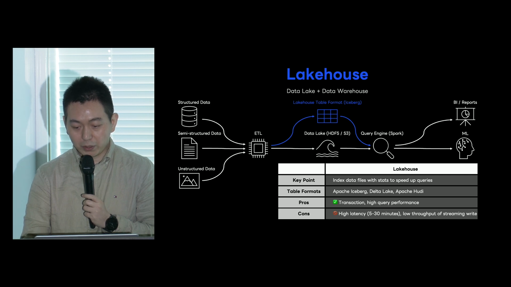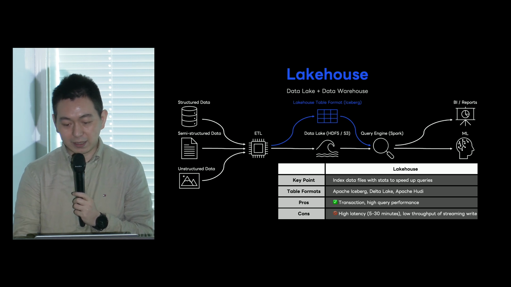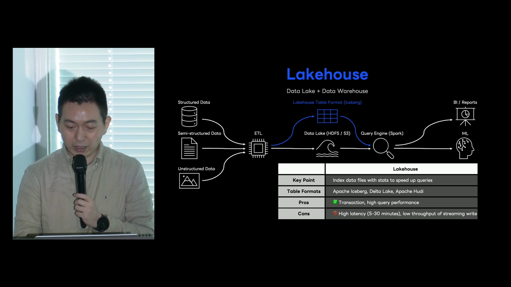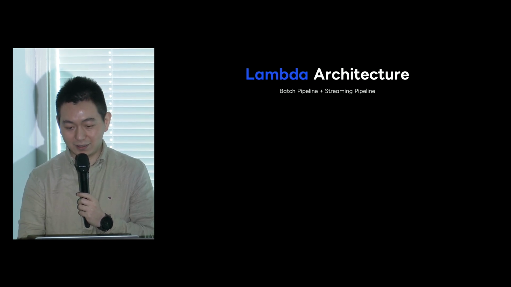They support transactions and have higher query performance. However, when we try to build a real-time data platform using Lakehouse, there are still some problems. The data pipelines can have latency of 5 to 30 minutes, and the throughput of streaming write is not that high. Then, how to support low latency streaming processing? We can just add an extra streaming pipeline in addition to previous batch pipeline. Then we get Lambda architecture.